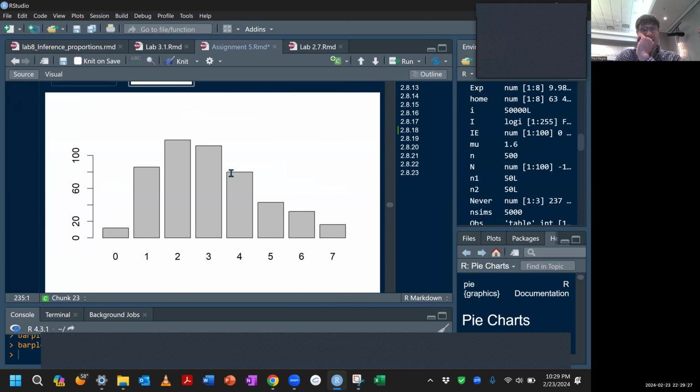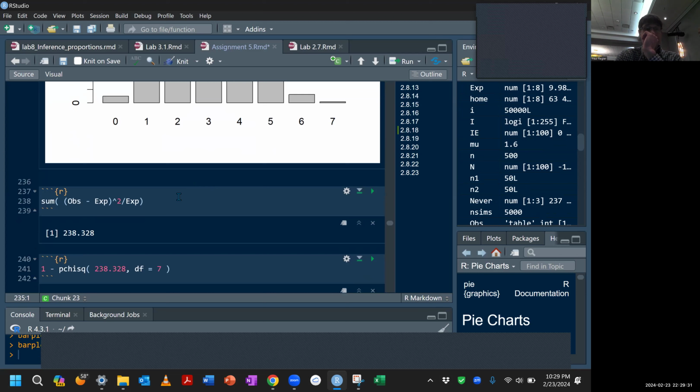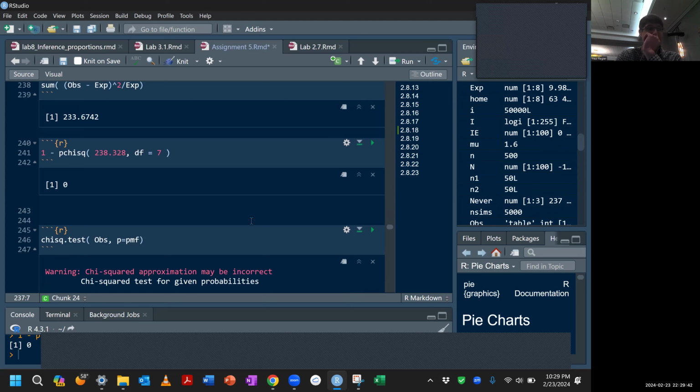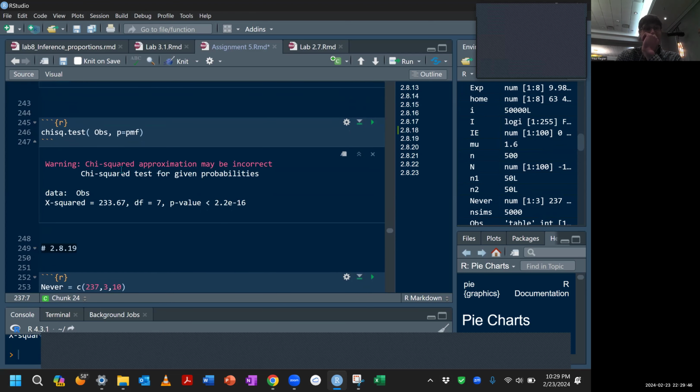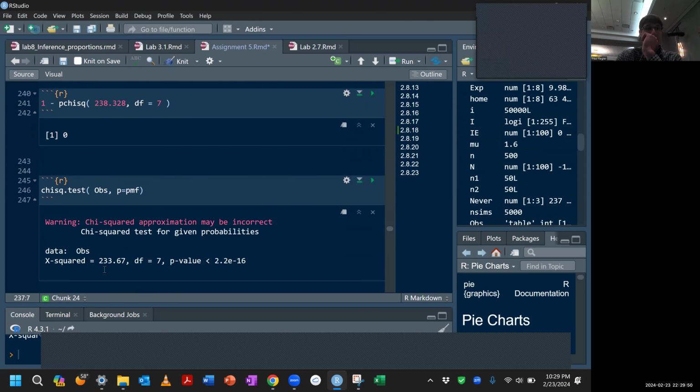So, are these different? They look kind of different, but the proper test for that would be a goodness of fit. I could look at the difference of the observed and expected standardized difference to get me a chi-squared, and it looks like there's no evidence of a difference. Sorry, there is strong evidence of a difference. Excuse me. Yeah, and the chi-squared test approach also gives me the same statistic.